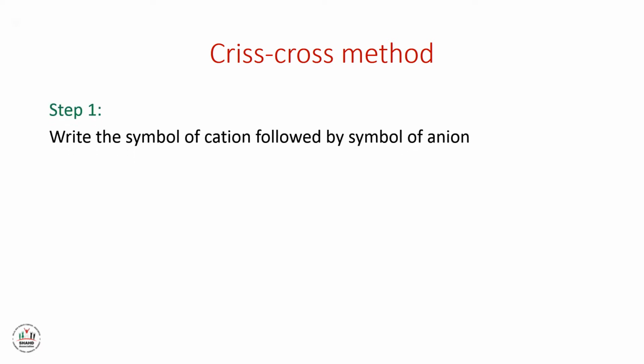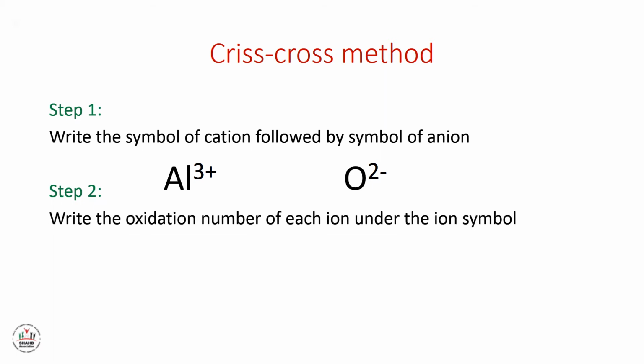Let's now see how can we use the criss-cross method to write the ionic formula. The first step, write the symbol of the cation followed by the symbol of the anion. So for example, Al3+ O2-. Step 2. Write the oxidation number of each ion under the ion symbol.